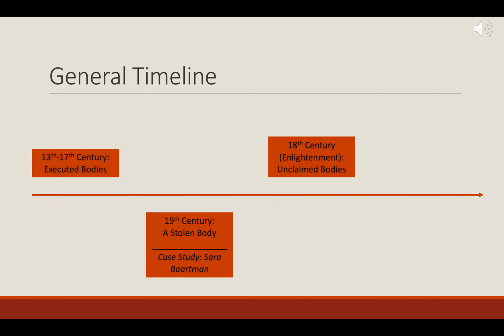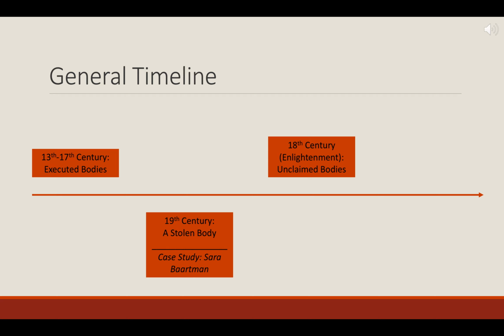It took hundreds of years for anatomical exploitations, like Sarah Bartman's, to be publicly acknowledged, but the number of executions and use of executed bodies did decrease during the 1700s. However, interest in the sciences increased at the same time. Medical schools responded to this greater demand for specimens by using unclaimed bodies from hospitals, prisons, and poorhouses to conduct dissections.